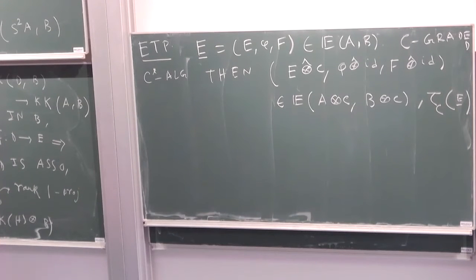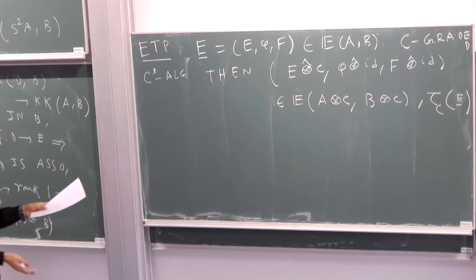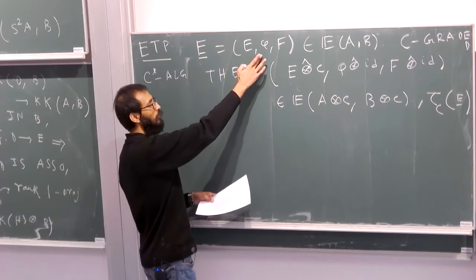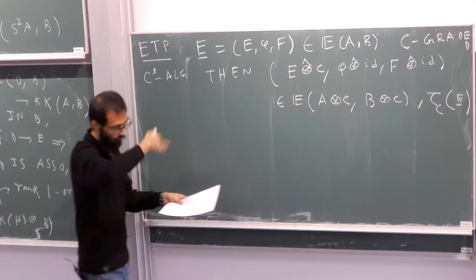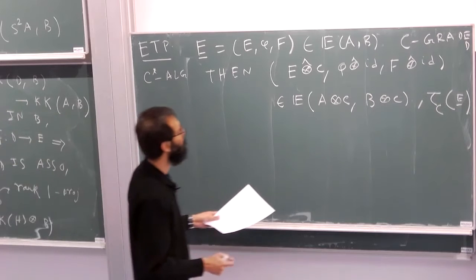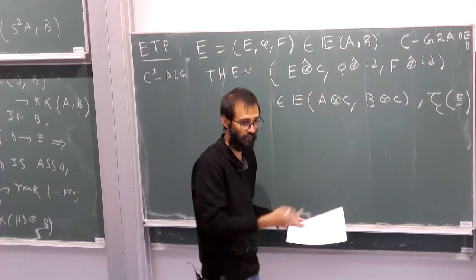And so I just refrain from writing it. So if you have Kasparov A-B modules, an isomorphism should be an isomorphism at this level E, which intertwines with phi and which intertwines well with F. It just commutes the diagram; all the square diagrams commute. Here, so A-C tensor beta-C.